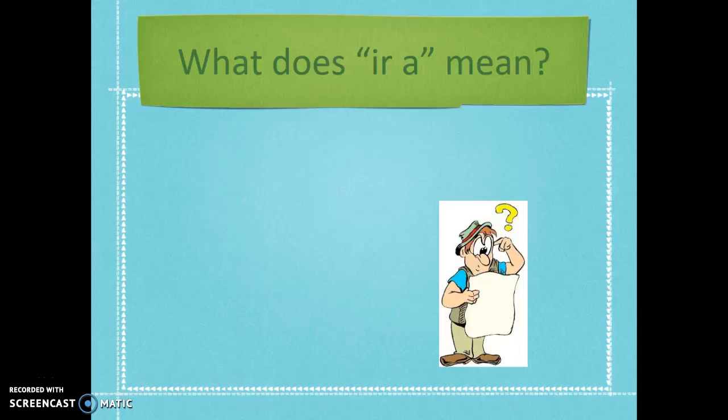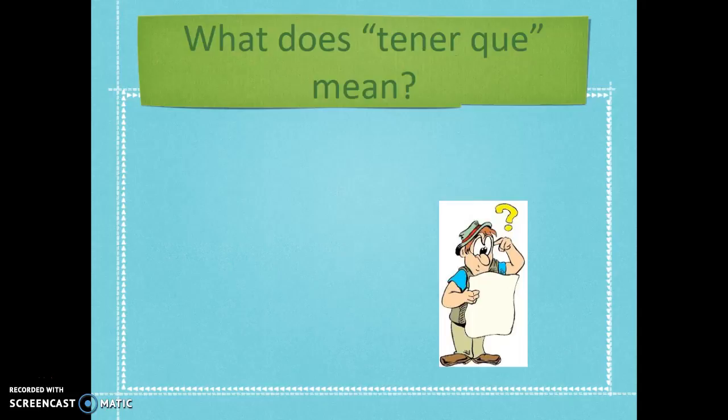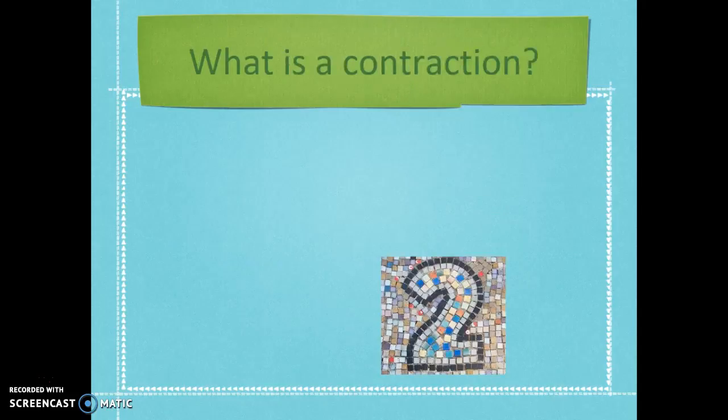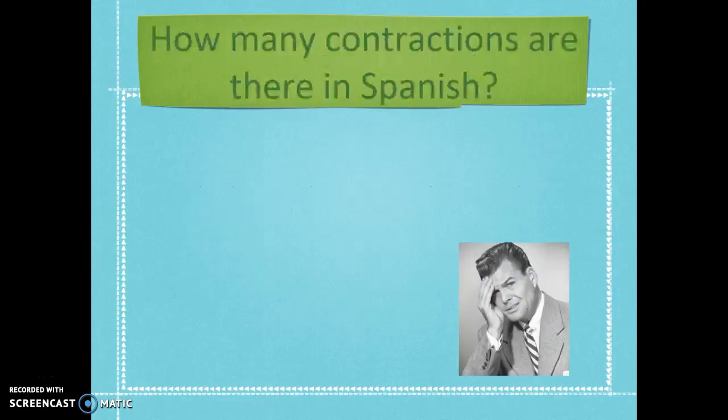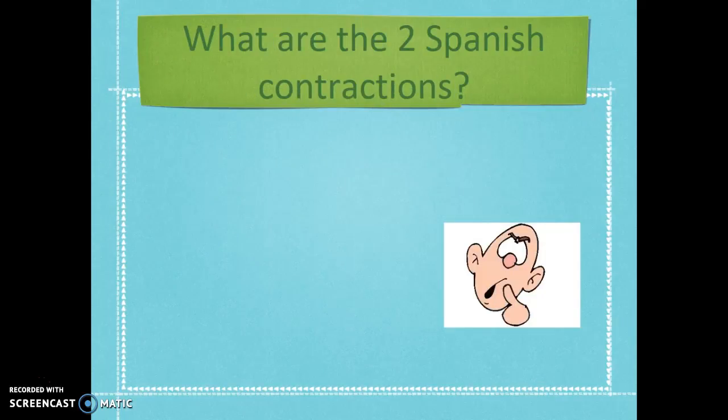Okay? What does ir a plus infinitive mean? To be going to. What does tener que mean? To have to. And what does acabar de mean? To have just done something. What is a contraction? Contractions are two words that combine to make one. How many contractions are there in Spanish? Dos. What are the two Spanish contractions? Al and del.